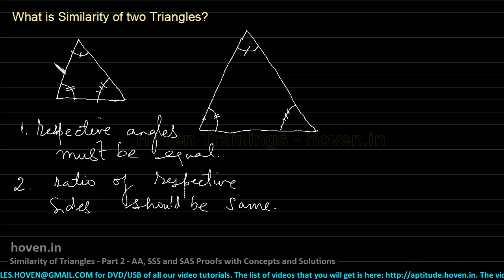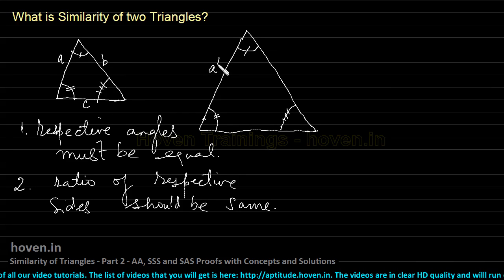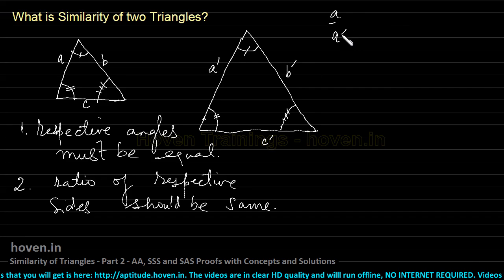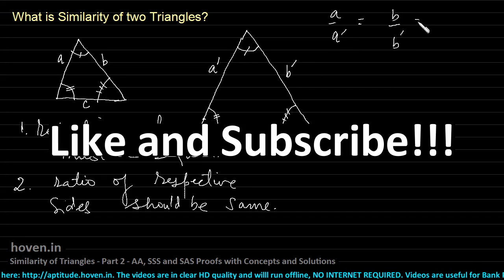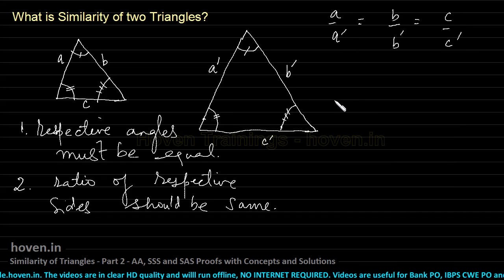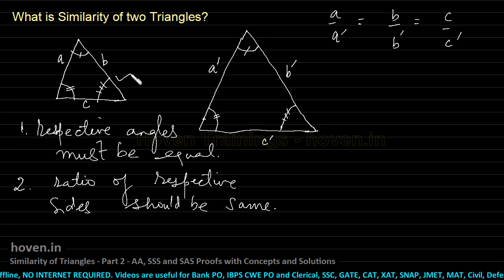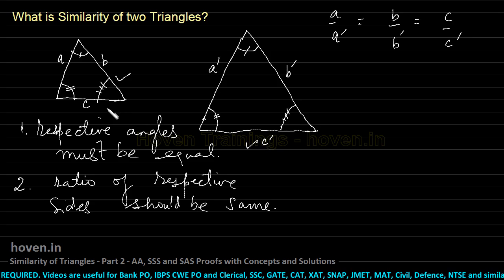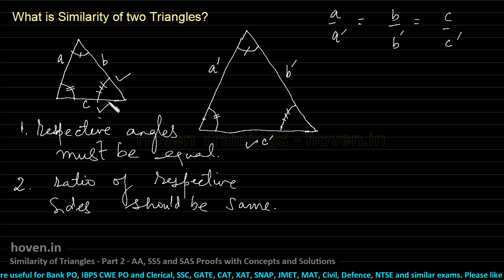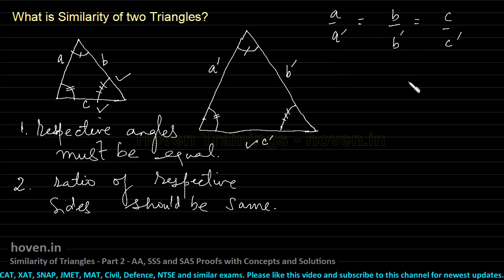In layman's language, we can say that if this is side A, this is length B, this is length C, and this is length A dash, this is length B dash, and this is length C dash, then A over A dash should be same as B over B dash equal to C over C dash. If the side of this triangle is double the side of this triangle, then this side should be double this side. This side should also be double this side. That is, the proportions of the sides are maintained. Technically, we can write A by A dash should be equal to B by B dash, which should be equal to C by C dash.